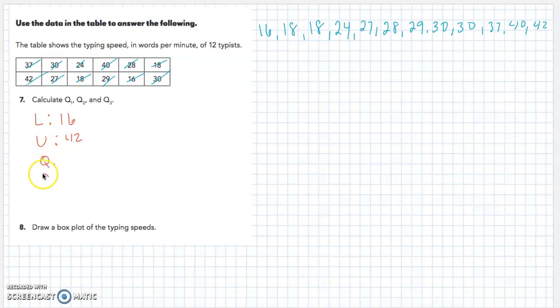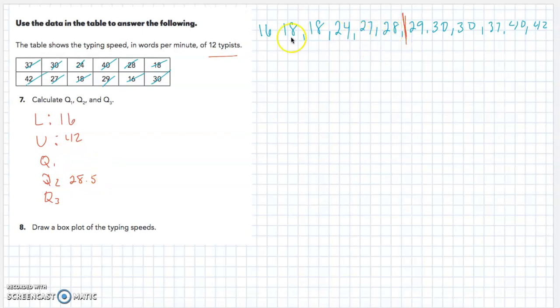Now let's find our quartiles. So since there's 12 numbers, the 6th and the 7th ones are the 2 in the middle. So 1, 2, 3, 4, 5, 6, 7. So these are the 2 in the middle. So obviously the median is right in there. So it's 28.5.